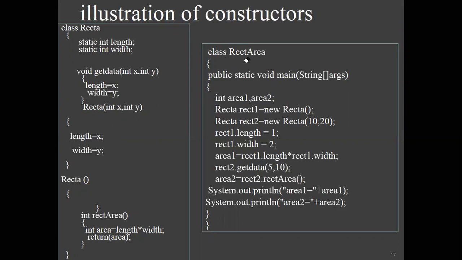So we have class rect area and public static void main. You see rect1. Whenever you use this rect a, the default constructor will be called. When you use the default constructor, the default values will be initialized.